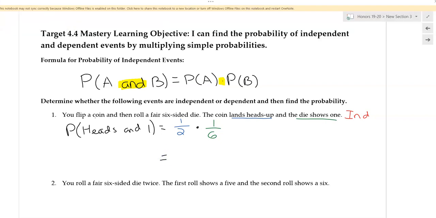When I multiply these together, we can always use a fraction, but remember, we multiply straight across. 1 times 1 is 1, 2 times 6 is 12.